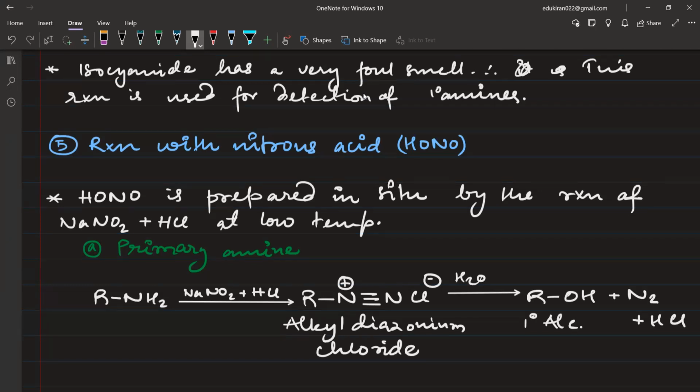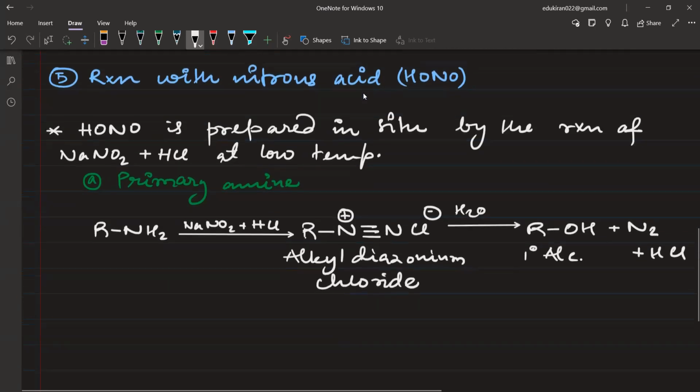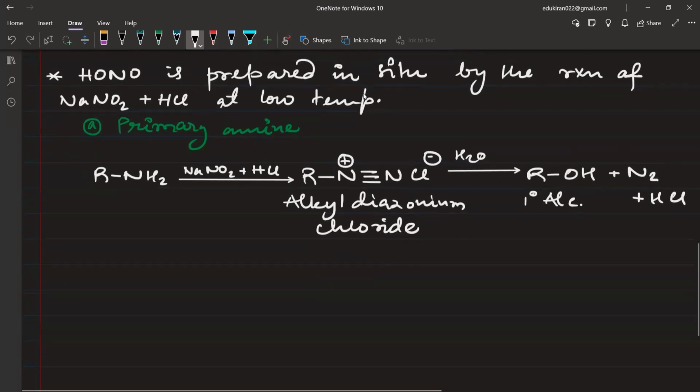Okay, if you look at the preparation of alcohol, then we have done this reaction also with HONO.